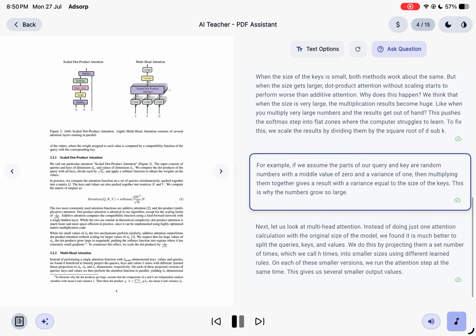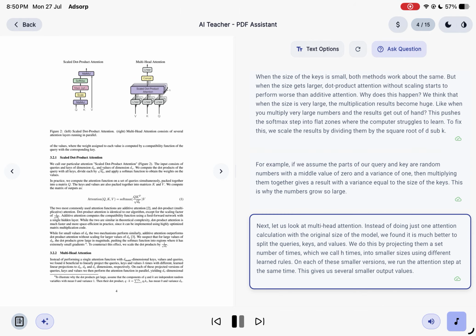For example, if we assume the parts of our query and key are random numbers with a middle value of 0 and a variance of 1, then multiplying them together gives a result with a variance equal to the size of the keys. This is why the numbers grow so large. Next, let us look at multi-head attention.